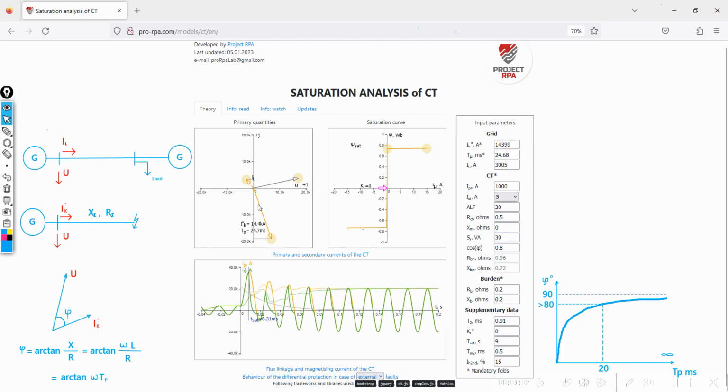Likewise, the mouse wheel can be used to change the phasor sizes so that both the small load current and the short circuit current are more visible.